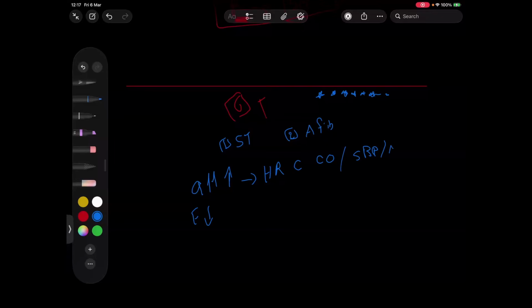Myocardial oxygen demand. All of them are questions, guys. All of them up. They ask you about them. That's why I collected them for you. All of them up, except one is down. What's going to be down? Diastolic blood pressure. Systemic vascular resistance.